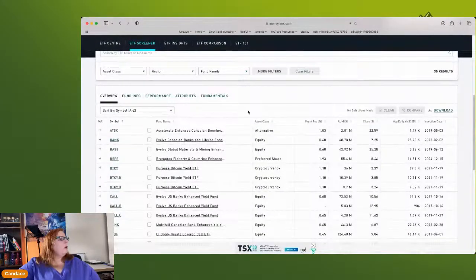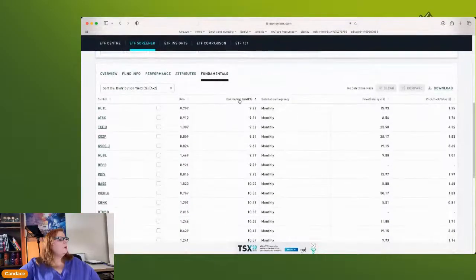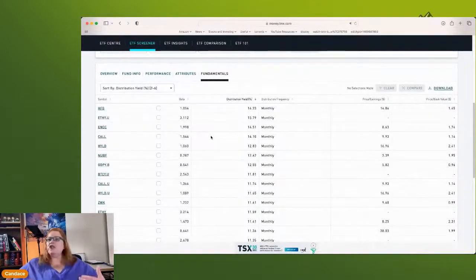So what we want to do is we're going to click on the fundamentals, and these are the distribution yields right here. Oops, we'll go from highest to lowest. So here we go. This is what it is showing us. Now, here's the thing. You don't want to just blindly assume that it's right, because sometimes this distribution yield can be way off on this website.